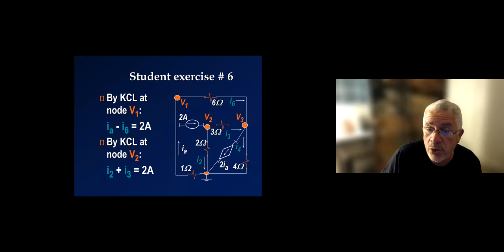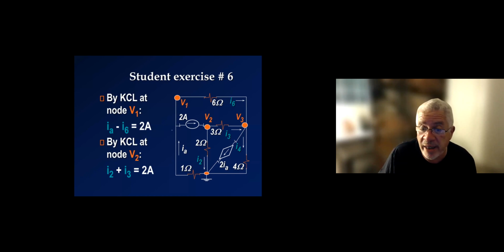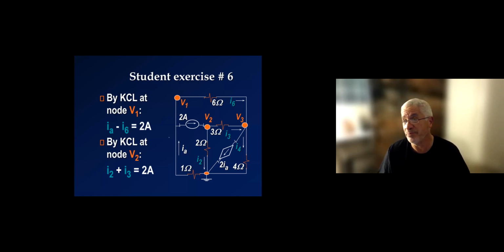KCL at node V2, what's coming in? I get 2 amps coming in, and I get I2 and I3 leaving. So I2 plus I3 equals 2 amps. So these are two of my three KCL equations. Again, I tend to write all my KCL equations at once, and then I go into Ohm's law.